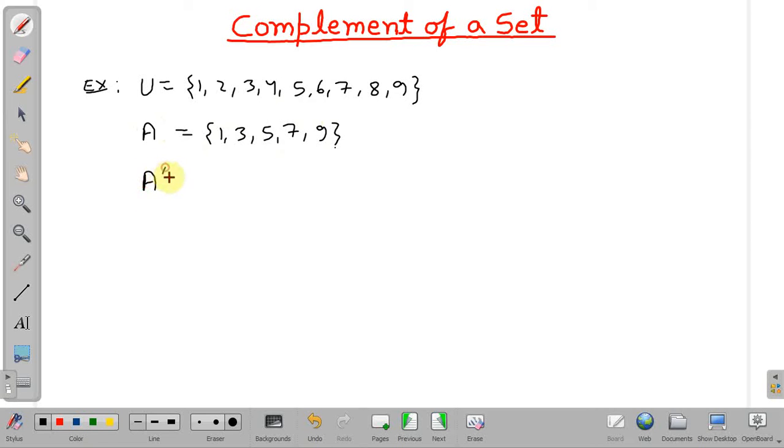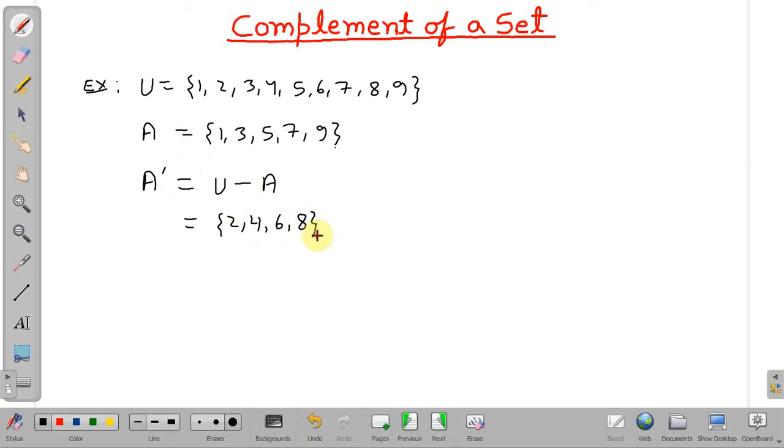So we write A complement or A dash as U minus A, that is all those elements of U except those which are part of set A. Okay, so if you see, U is all the natural numbers up to 9 and A is your odd numbers, so A complement will be U minus A, that is all the even numbers up to 9. Okay, so it will contain 2 4 6 8.